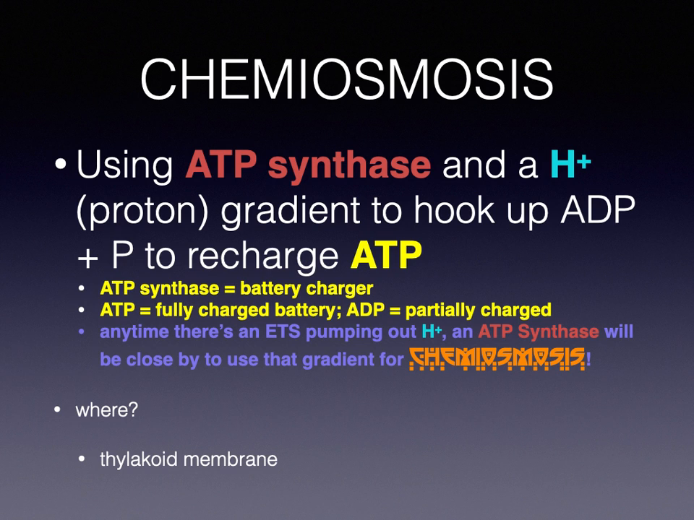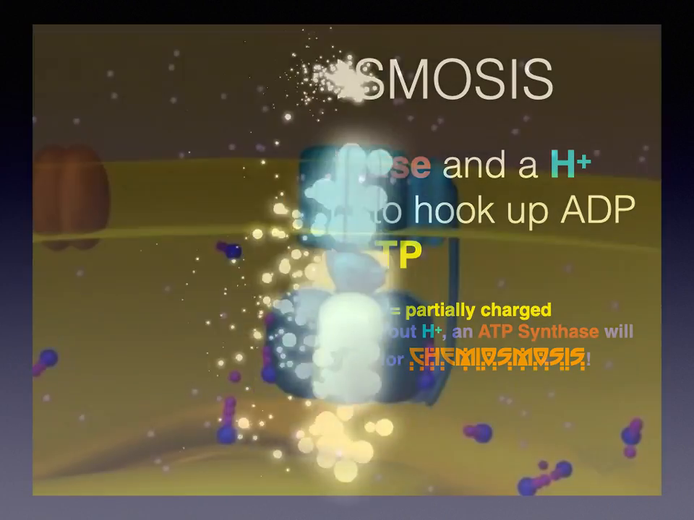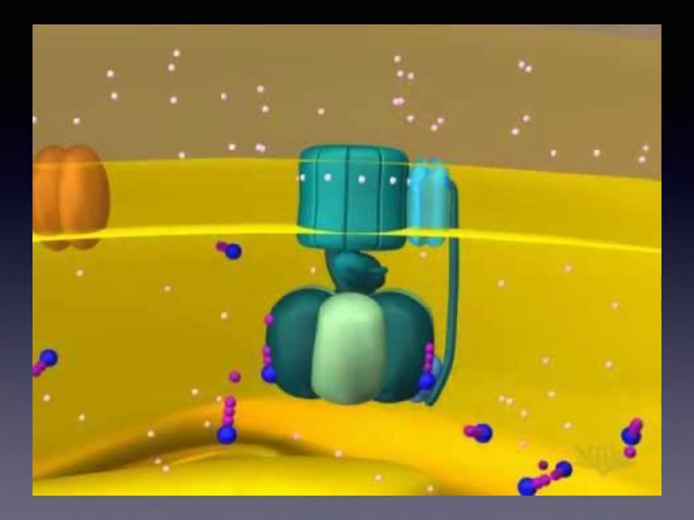Our battery charger is the molecule ATP synthase. ATP is a fully charged battery with 3 phosphates. ADP is a partially charged battery with 2 phosphates. Anytime that you have an electron transport system that's moving protons around, you will have an ATP synthase close by to use that gradient to do this chemiosmosis. Where? In the context of plants and in the chloroplast, it occurs in this thylakoid membrane. And the thylakoid membrane is from last section. There's a video that we watched in class.